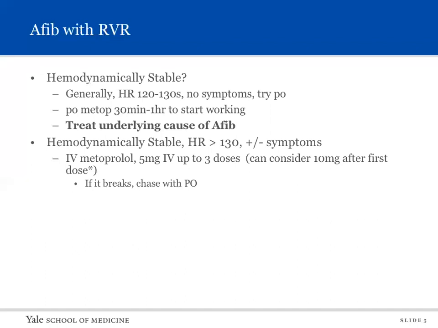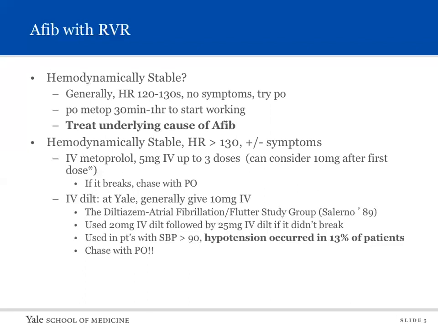Special things to consider is if a patient is already on really high doses of metoprolol. For example, if they're on 200 PO of XL and they don't respond to the 5, the second dose you can use 10 milligrams IV push, just because they could be oversaturated on their beta blocker and you might not get an effect. But if the metoprolol breaks them, just chase it with PO metoprolol.